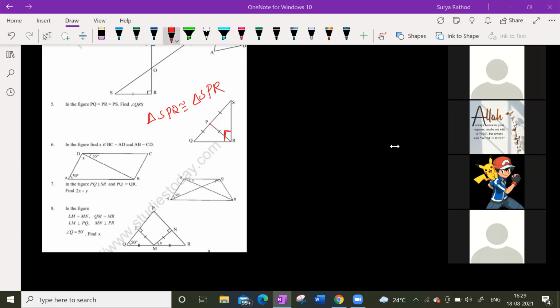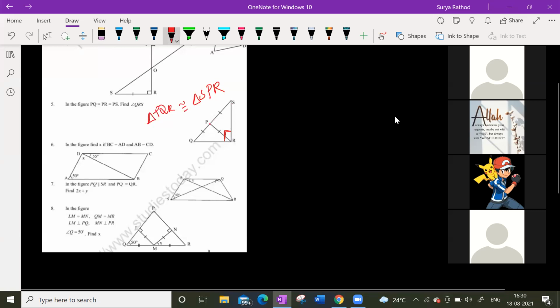No, I'm not writing what you are saying. You just explain your way. Here, can I say triangle SPR is similar to triangle PQR by using triple S, SSS? Why? Because PS is equal to PR by using triple S. Can I say that, guys?